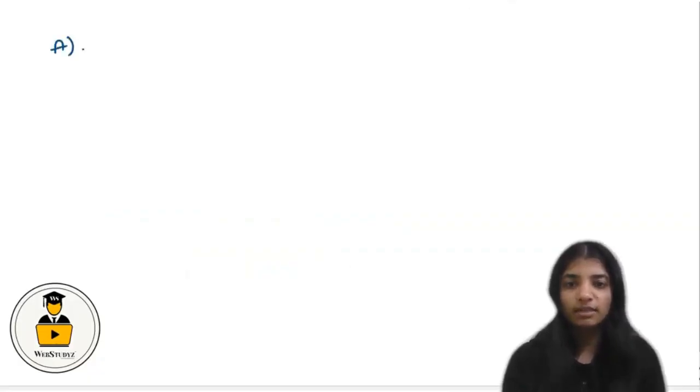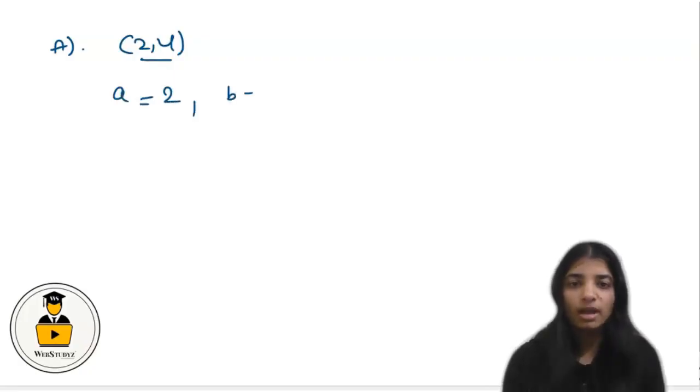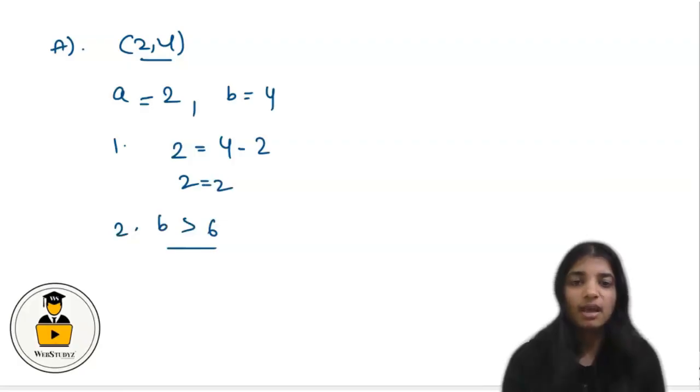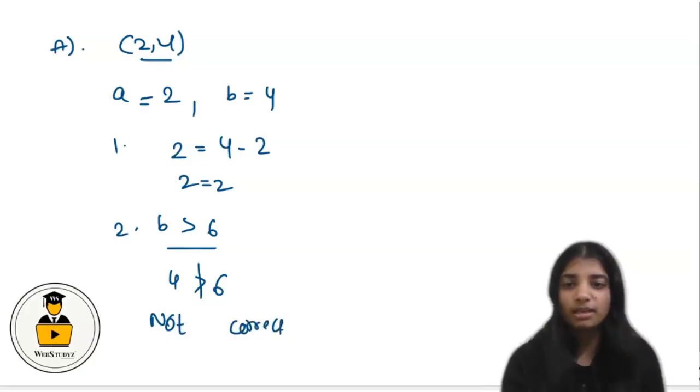Option 1 is given to us, which is (2, 4). We are going to put this value in the equation. So (2, 4) represents a is 2 and b is 4. Our first condition is a = b - 2. So a is 2, b is 4, so 4 - 2 = 2, 2 equals 2. The first condition is satisfied, but the second condition is that b must be greater than 6. But here 4 is not greater than 6. So this is not the correct option. So option 1 is not correct.